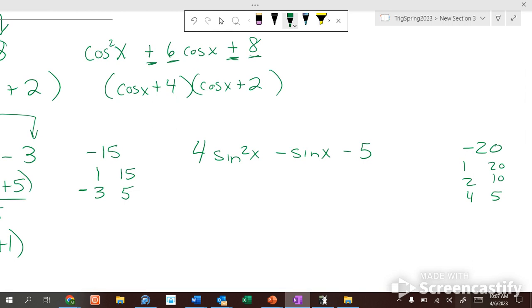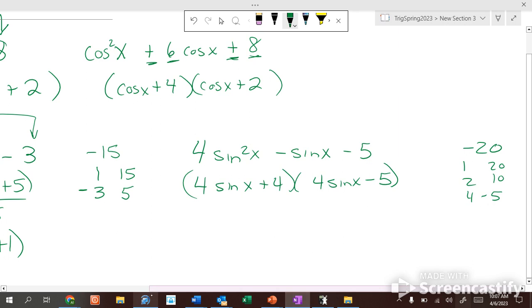Obviously, which ones are the ones that we need? 4 and 5. Which one's positive? Which one's negative? Negative 5, positive 4. So we'll rewrite this as 4 sine of x plus 4 and 4 sine of x minus 5.